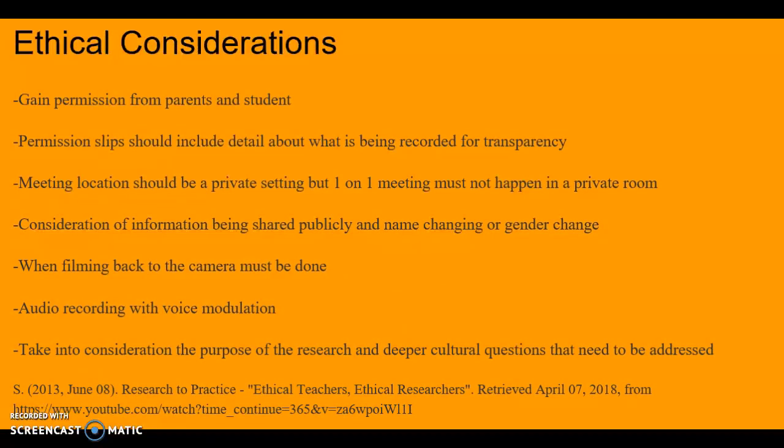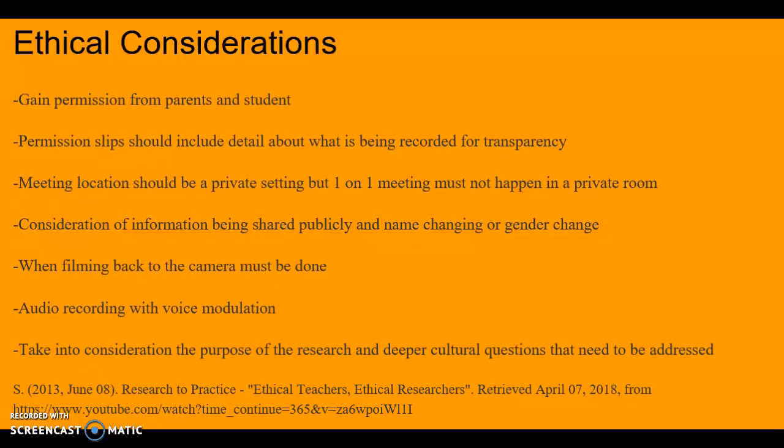We talked about ethical considerations. It's important to gain permission from parents and students, and those slips must, or I believe should be, transparent in what you are going to cover. Your meeting location should be private or semi-private. One-on-one is always something to make sure you're not doing. Obviously, you don't want to put yourself in a vulnerable position.